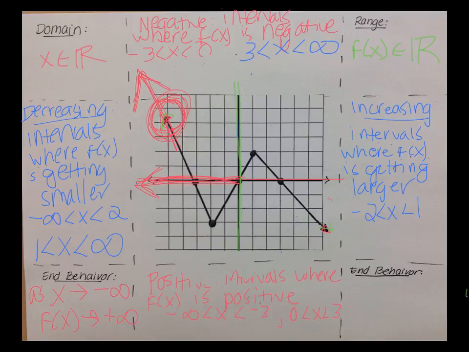On the other end, as x is going towards positive infinity, so x is going to positive infinity here, what is the end of my function doing? What is this end of the function doing? Well, it's heading towards -infinity. It's going downwards. So f of x is heading to -infinity.